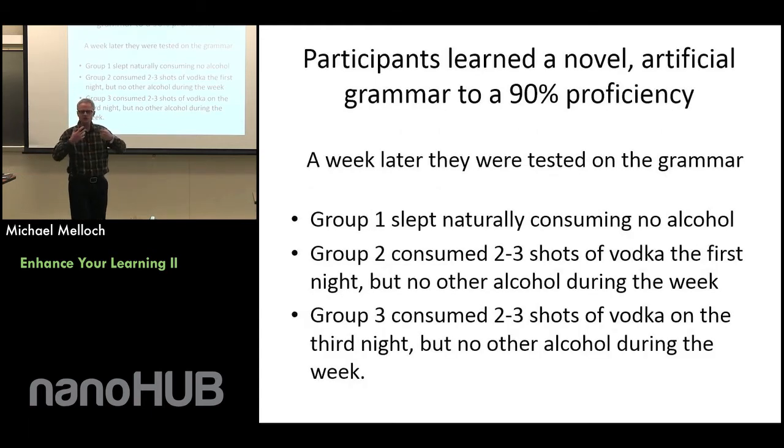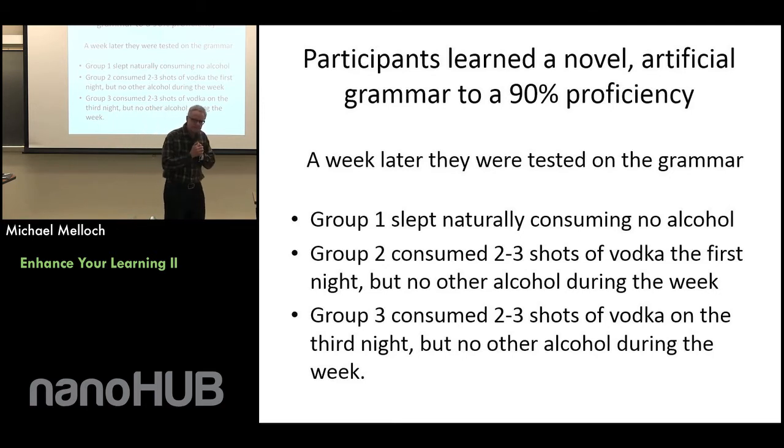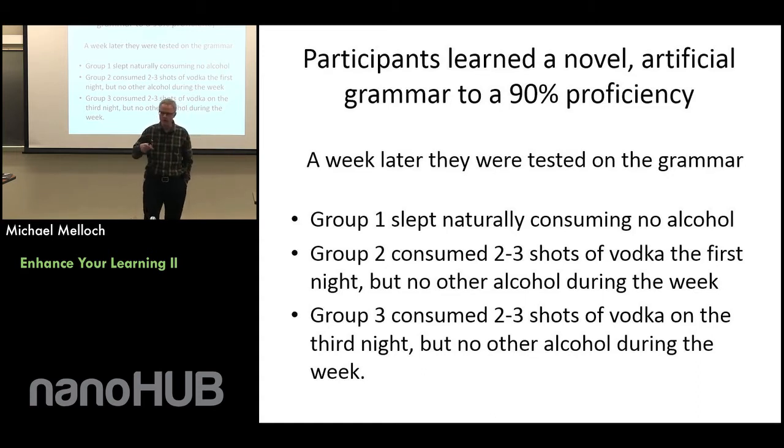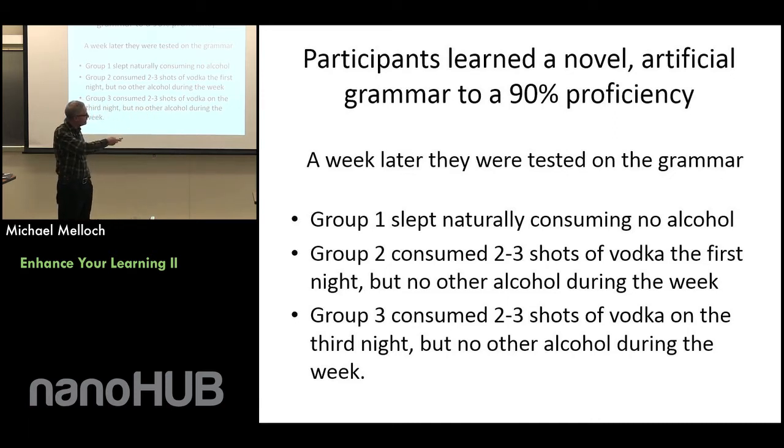Another way to show that REM sleep is important for this process is with the use of alcohol. Turns out alcohol is the best known suppressor of REM sleep. Okay, so it's popular to use this artificial grammar in these studies. So they teach people this artificial grammar to where they get to a 90% proficiency. And then a week later, they're going to be tested.